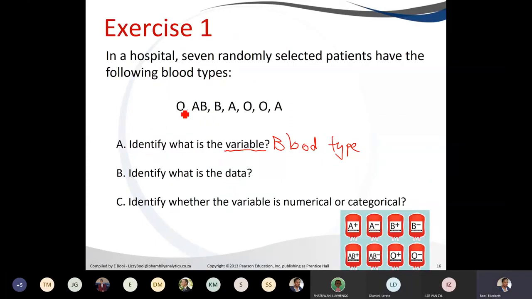And what is the type of data? What is the data? The data would be the 7 patients. No, the data is those values: the blood groups. The blood groups, the O, A, B, B, A, O are what we call data. Remember, the data is the values that are associated with the variable. Okay. Then, if we know what the data looks like, what is this variable? Is it numerical or is it categorical?